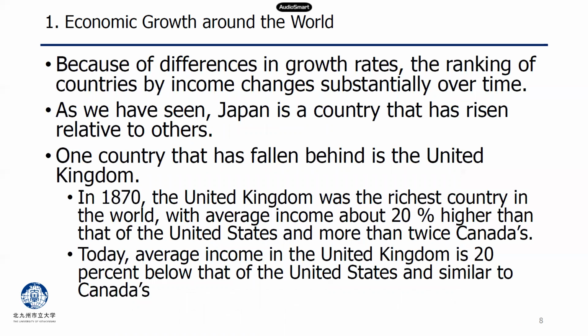And each country has differences in growth rates. We have seen that Japan was the country that rose very rapidly compared to others. But on the other hand, the United Kingdom did not grow that fast. And in 1870, the UK was the richest country in the world. It was number one in the world. But today, the average income of the UK is 20% below that of the US. So that means the US grew faster, and the UK didn't grow fast compared to other countries.